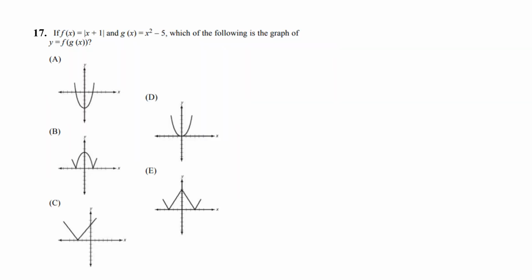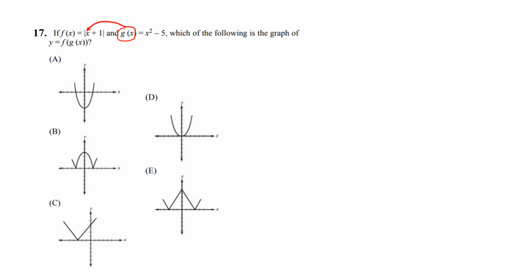All right, if f of x equals absolute value of x plus 1 and g of x equals x squared minus 5, which of the following is the graph of y equals f of g of x? Well, this is one of those composite or compound functions, right? So all we have to do is just take this value and just plug it in to the x value here, right?